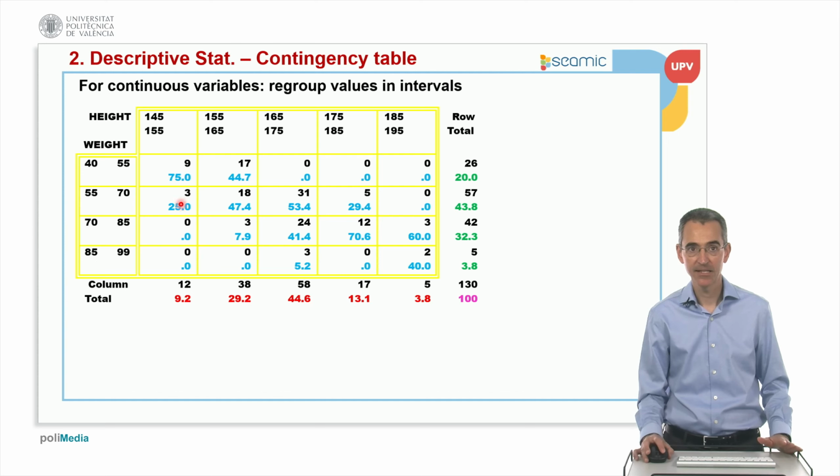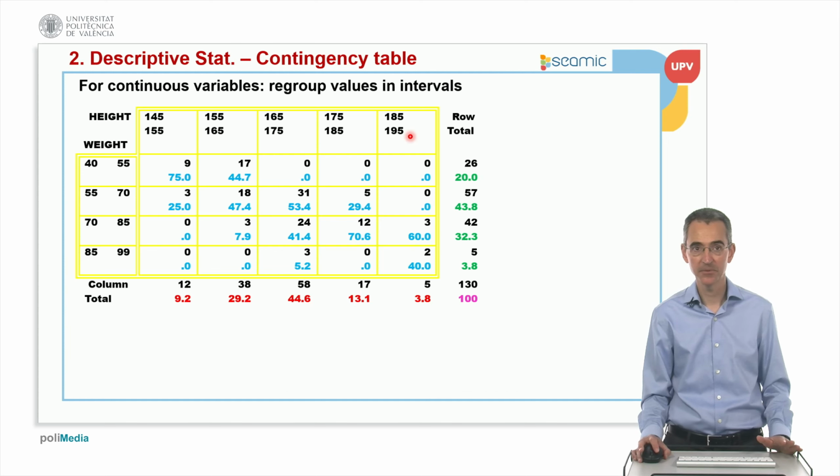Okay, so here we have data from students, and the data were grouped according to their height in different groups: 1, 2, 3, 4, and 5. 5 groups according to height, and also 4 groups according to the weight. So in total, we have 130 students.